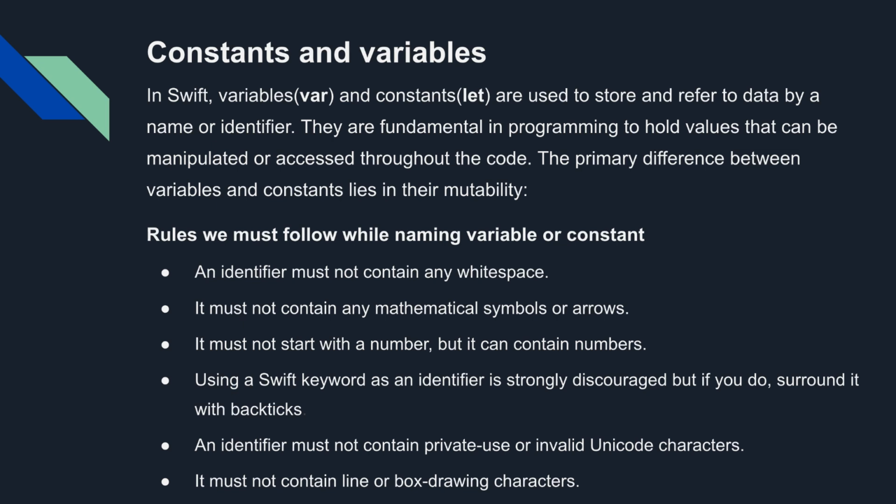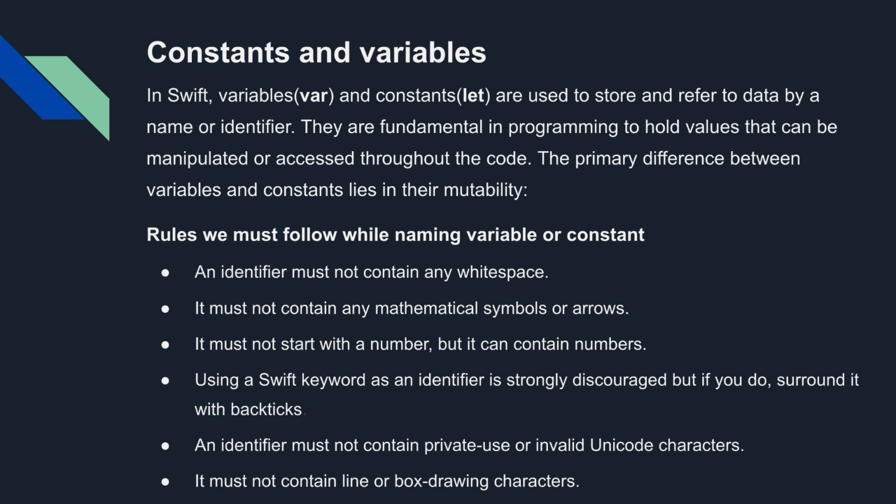To store any data, we first need to decide whether it's a constant or a variable. A constant is a value that never changes. We declare it using the let keyword. A variable is a value that can change over time. We declare it using the var keyword. Remember the let and var keywords, as we'll use them throughout this video.